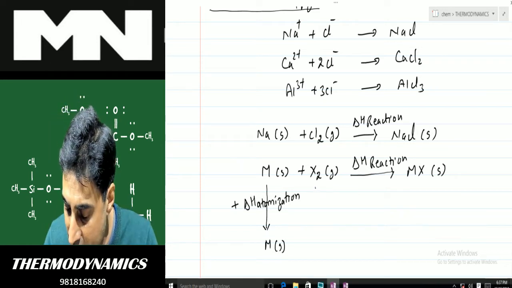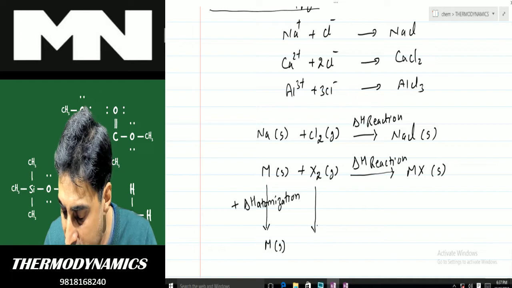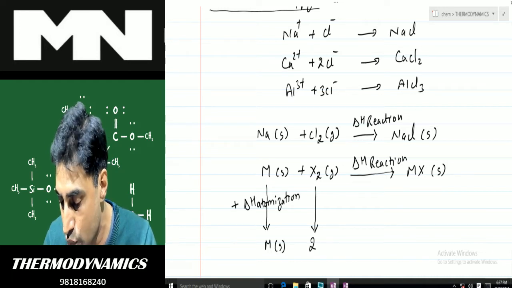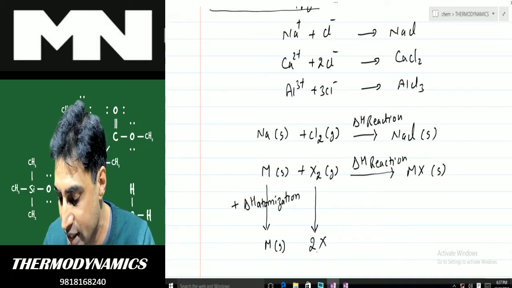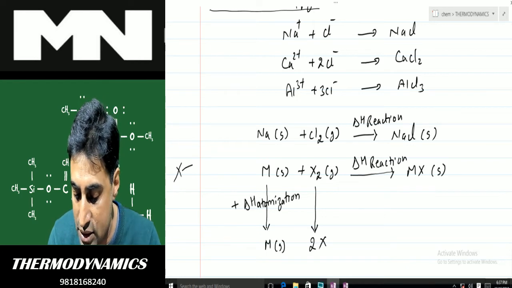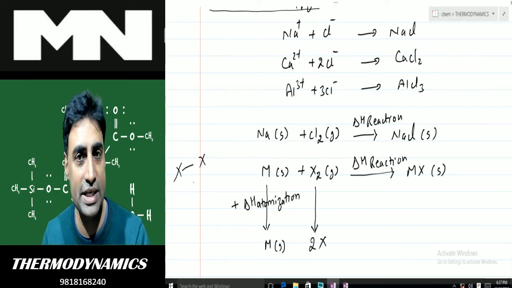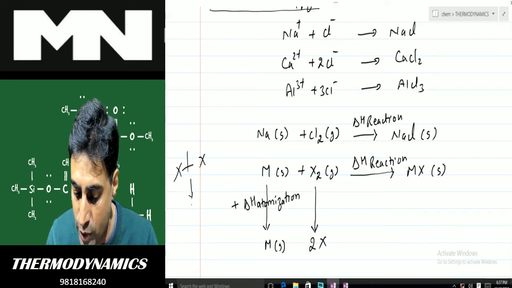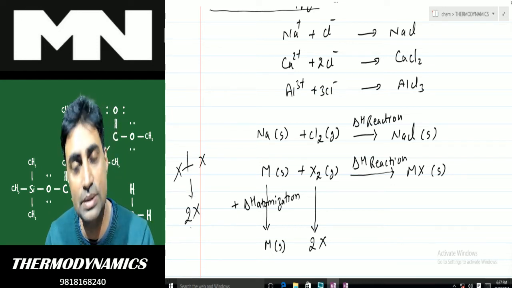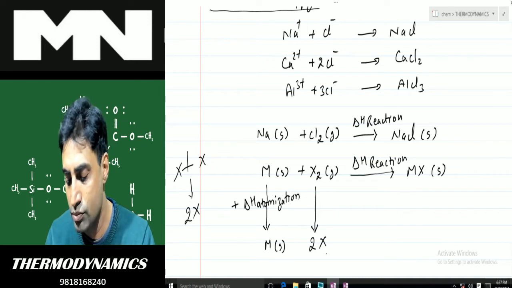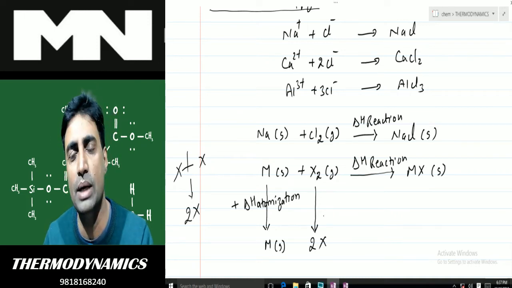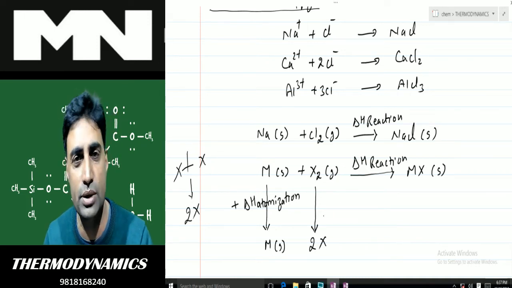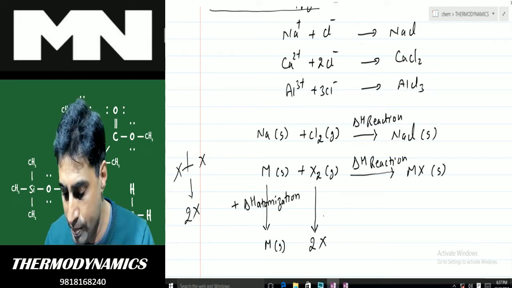Second, what I have to do, I have to break the bond between two halogens so that I can get two non-metal atoms, so that I can get 2X. You have X single bond X. It is X2 and X2 is not going to react until you break this bond. If you break this bond, it will get converted to 2X. So here in this case, I can have 2Cl from Cl2 or 2F from F2.